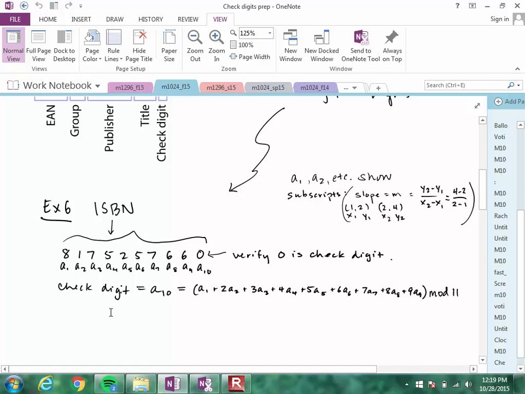So in this example that we're going to do, we're given this ISBN right here, 81752576660. So it's 10 digits, and it says verify 0 is the check digit.